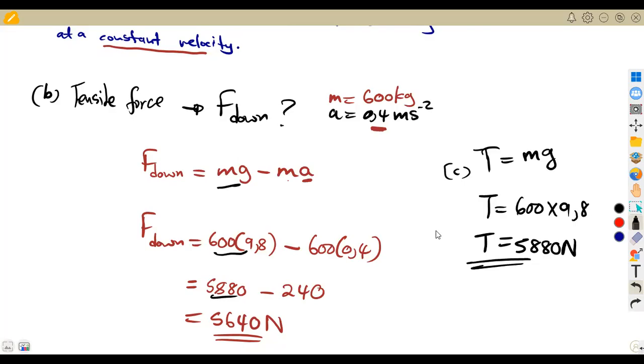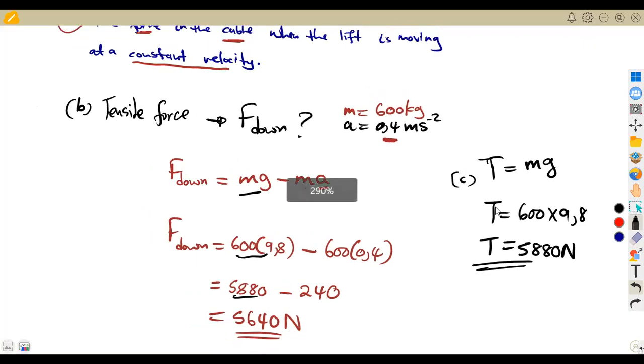So be careful of that type of question when it is moving with constant velocity. It's different to saying it's going up or going down. No, we are not having any accelerating force being subtracted or added. It's no longer there, this part.